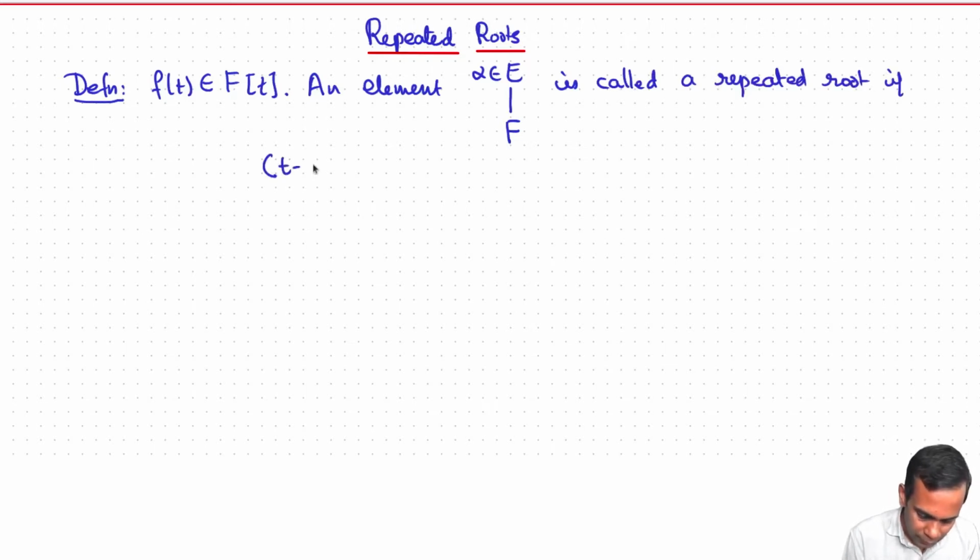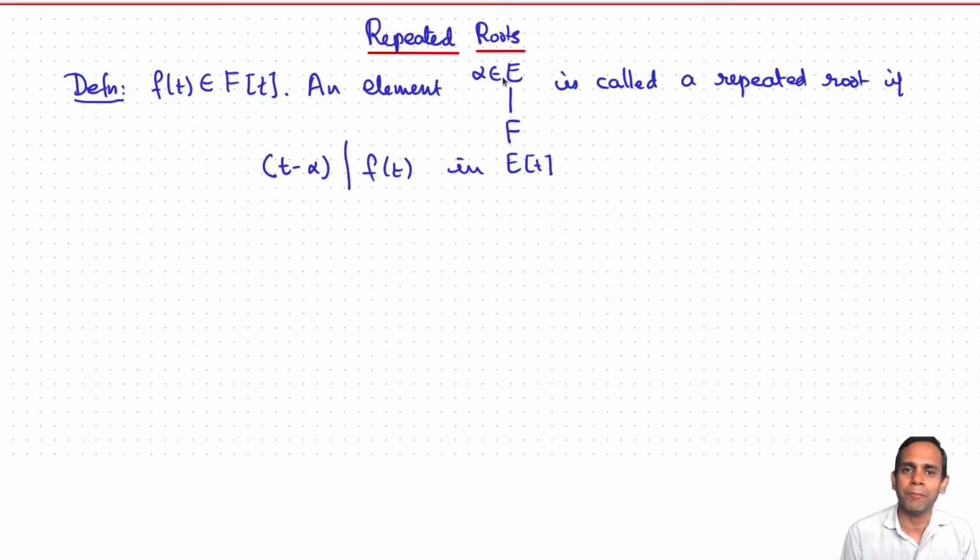So that means that t minus alpha divides f(t) in the ring E[t], because if alpha is in E, then t minus alpha is a polynomial in E[t], and f(t) being a polynomial with coefficients in F, it's also a polynomial with coefficients in E. So t minus alpha should divide f(t). That's just the property of being a root. Repeated root means that (t minus alpha) squared divides f(t). Okay, so note firstly that in this definition, when I say repeated root, I do not insist that the root lie in the field over which the polynomial is defined. It could lie in a larger field.